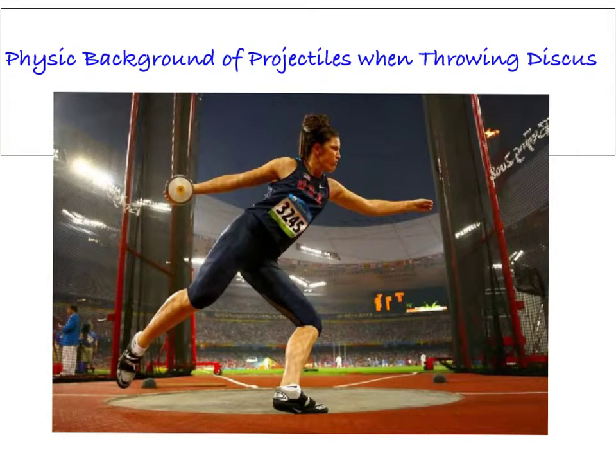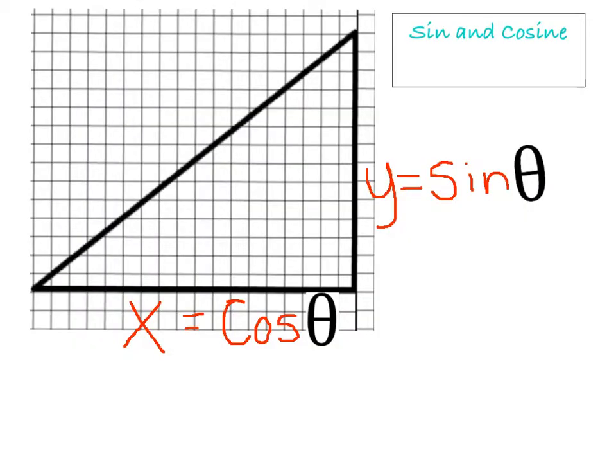Now I'm going to explain to you the physics background of projectiles while throwing a discus. Before we start any type of equation, we need to know the background of the physics when a person throws a discus. So sine and cosine are pretty much the most important things while throwing a discus.